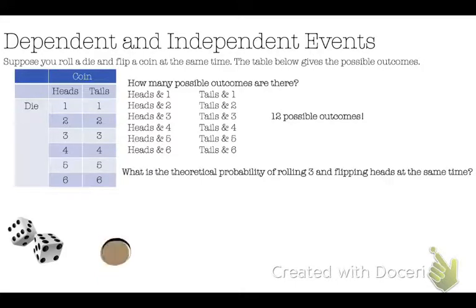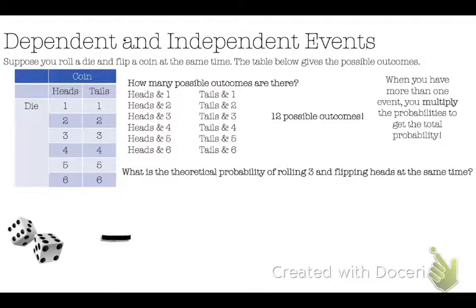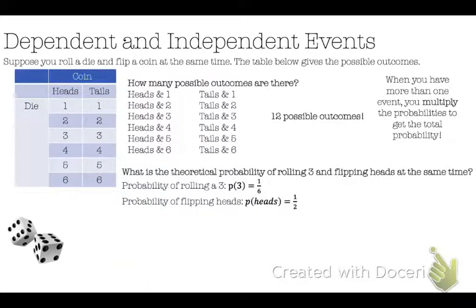We want to know the theoretical probability of rolling a 3 and flipping a head at the same time. Well, the probability of rolling a 3 would be 1/6. And the probability of flipping heads would be 1/2. And when you have more than one event, you multiply the probabilities together to get the total probability. So we're going to do 1/6 times 1/2, which is 1/12, which is approximately 0.083, so that's going to be 8.3%. We have an 8.3% chance of rolling a 3 and flipping heads.